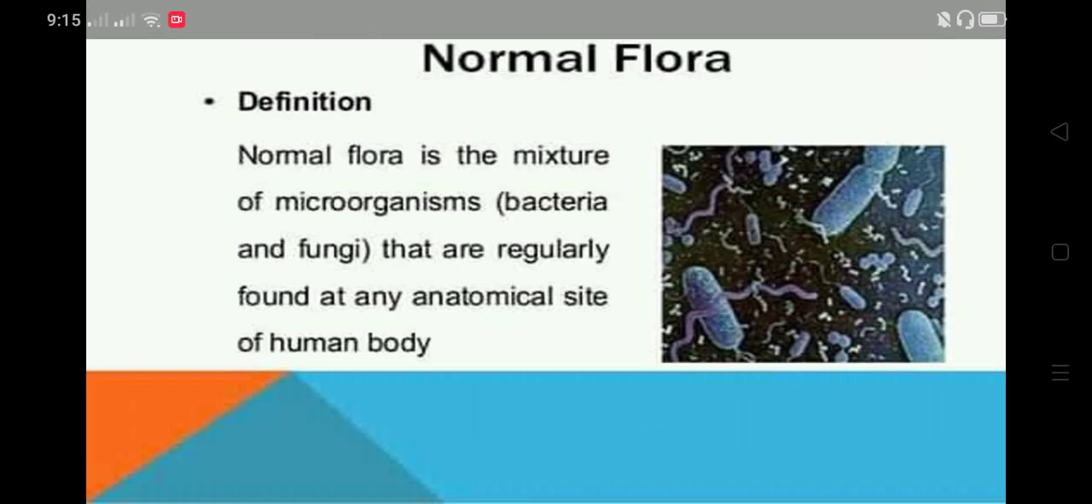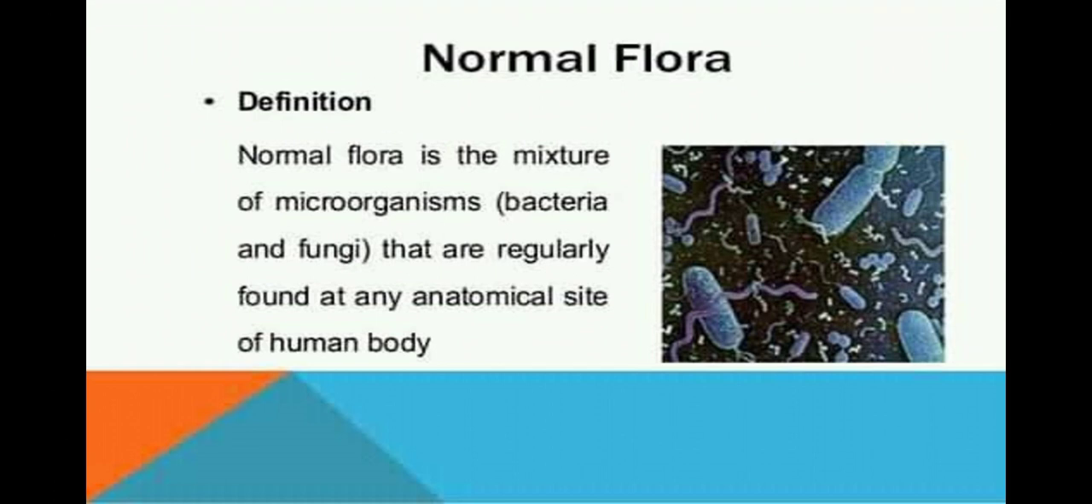So first, what is normal flora? Normal flora is the mixture of microorganisms, the bacteria and fungi, that are regularly found at any anatomical site of the human body. So the human microbiome is the aggregate of microorganisms that reside on the surface and in deep layers of skin, in the saliva and oral mucosa, in the conjunctiva and the gastrointestinal tracts. They include bacteria and fungi, and some of these organisms perform tasks that are useful for the human host.